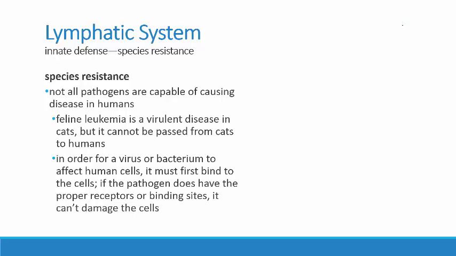So in order for a virus or a bacterium to affect a human cell, it first has to bind to that cell. And if the pathogen doesn't have receptors or binding sites for the antigens that are found on a human cell, then it can't damage a cell. It can't latch onto it and do its damage. And so that's what species resistance is. We are protected from many diseases that other organisms get that we will never be able to get.